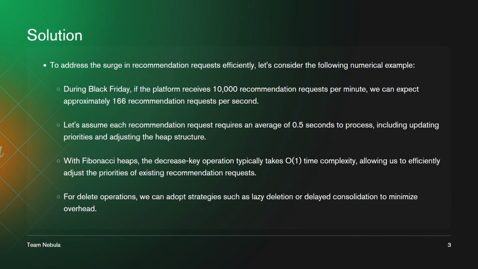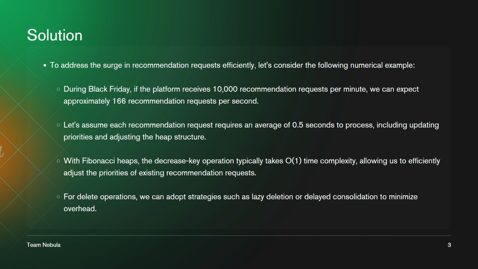So, here is the solution. To address the surge in recommendation requests effectively, let's consider the following numerical example. So, during Black Friday, if the platform receives 10,000 recommendation requests per minute, we can expect approximately 166 recommendation requests per second. Let's assume each recommendation request requires an average of 0.5 seconds to process, including updating priorities and adjusting the heap structure.